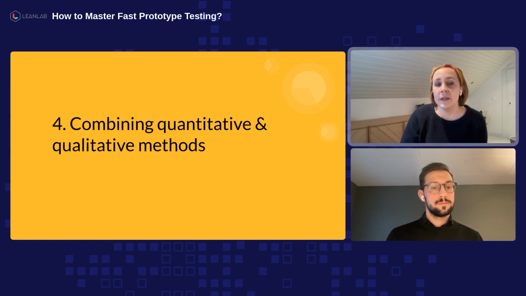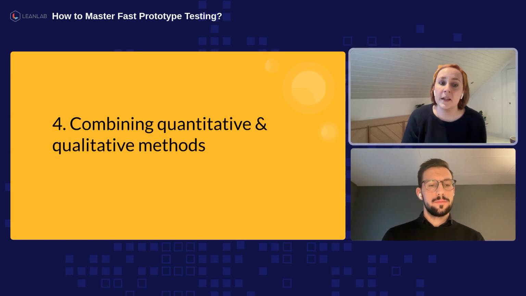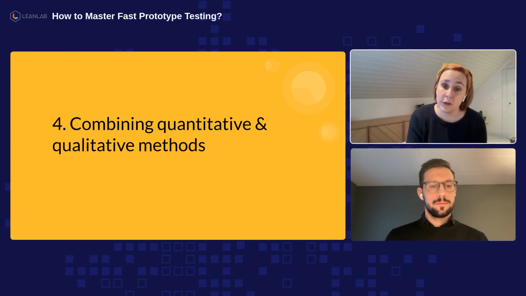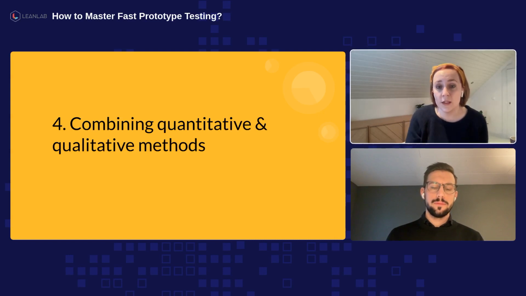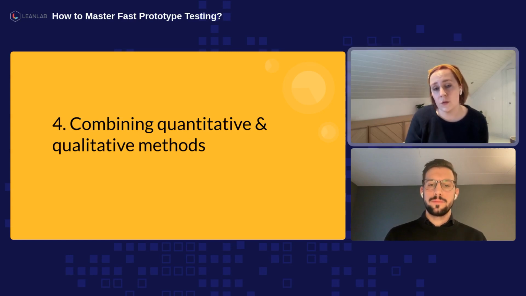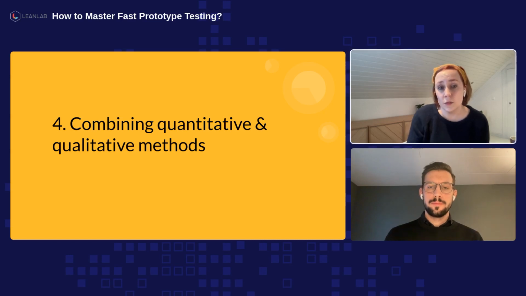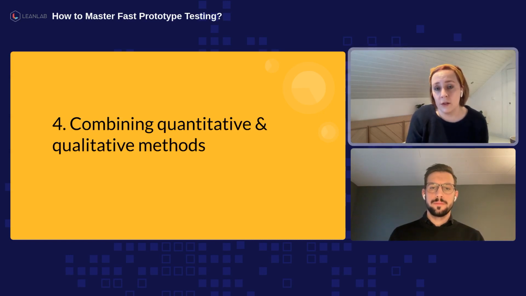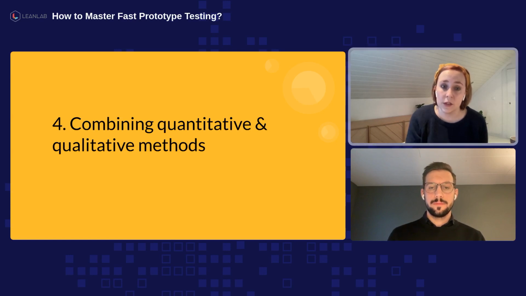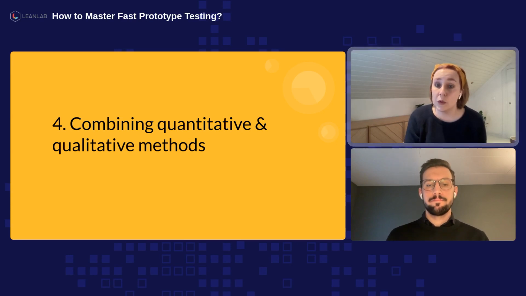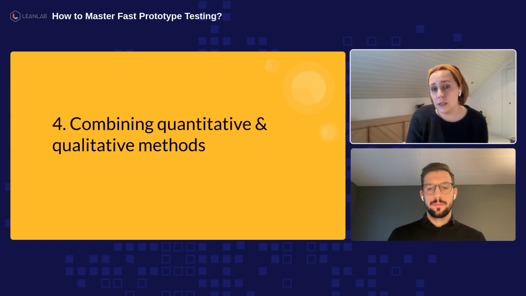As a fourth point, we definitely recommend combining both quantitative and qualitative methods in the prototype testing process. This brings speed to the process, essentially going back to the checklist before the test as well. When evaluating what method should be used, what will help us answer those questions, those hypotheses, those objectives, it's important to have a multi-method toolkit in use. Being able to determine what kind of method will help us answer those questions brings us back to why it's important to have both quantitative and qualitative methods.